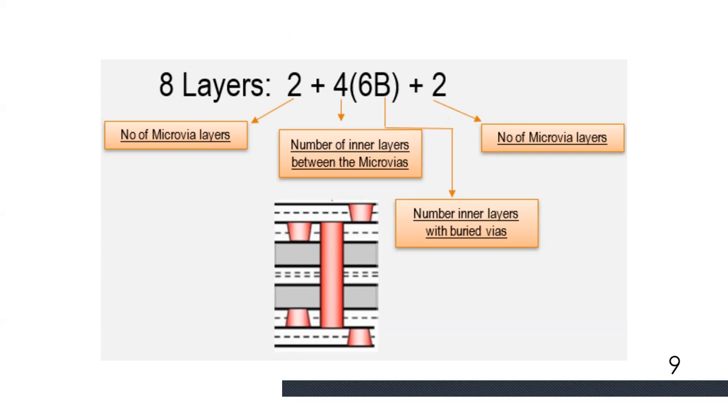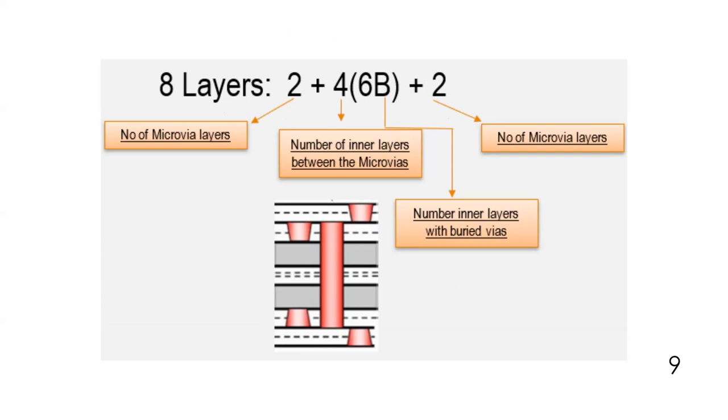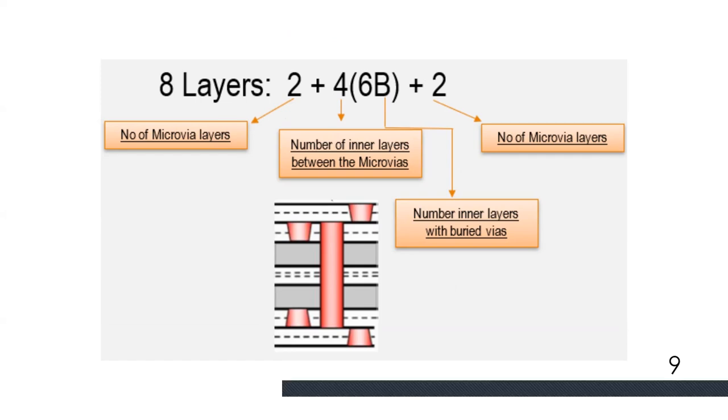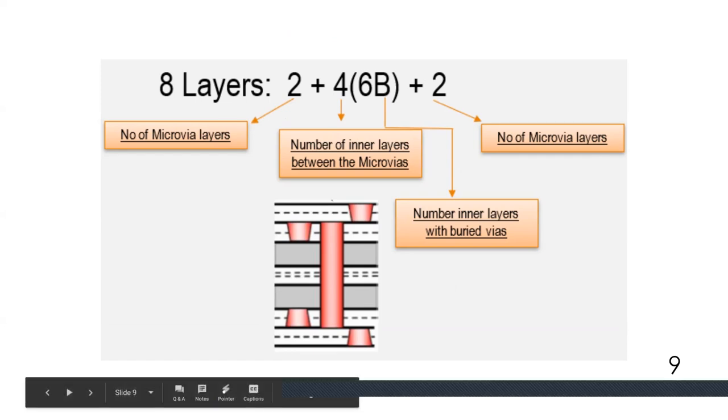You can see there is a buried via, then there are a number of layers between the microvias. Then microvias. So this is defined like 2 + 4 × 6B + 2. So we know now from the picture, 2 microvias on the top and 2 microvias on the bottom. So there is a 6B. So all the six layers are buried connection.